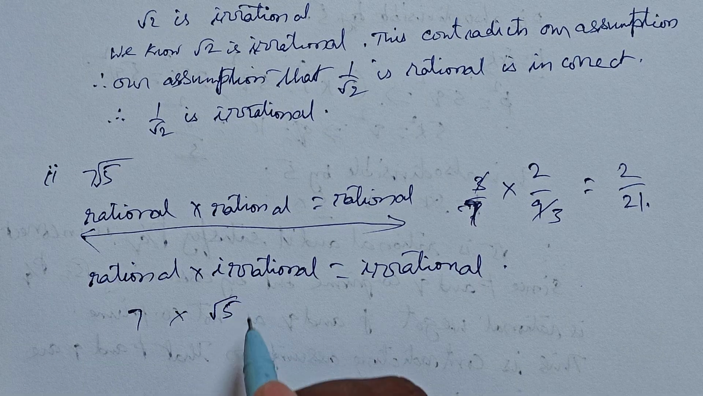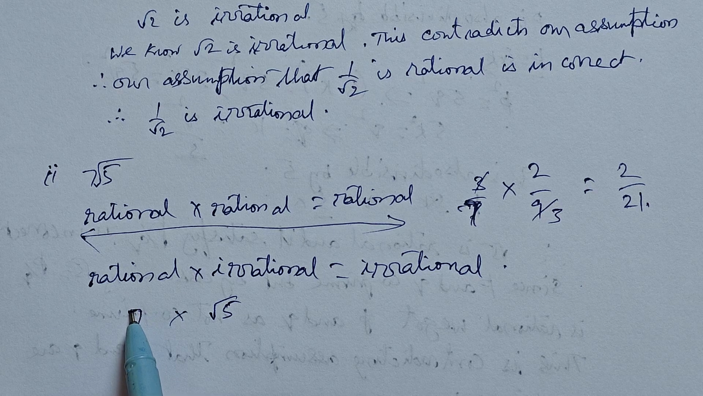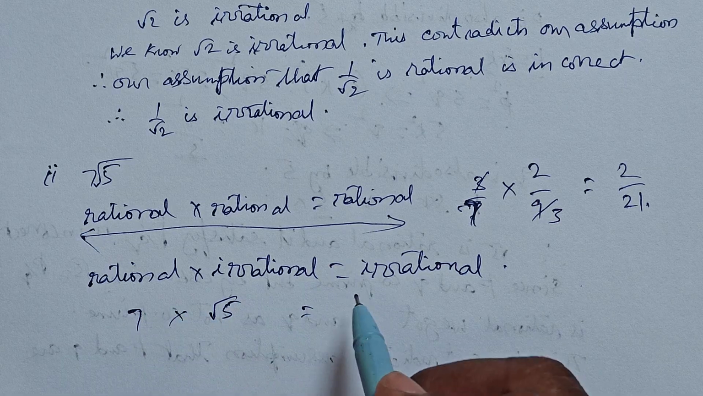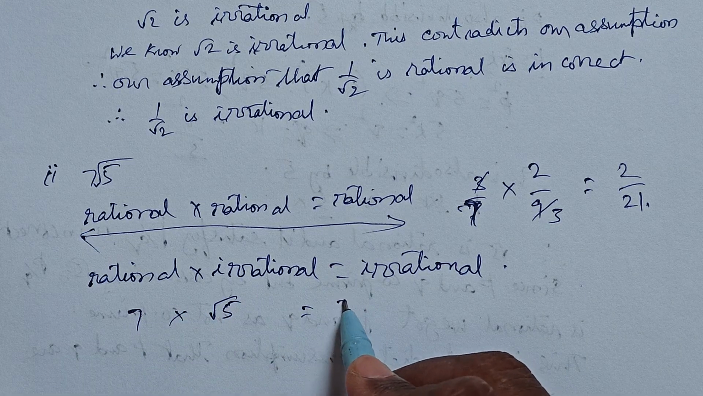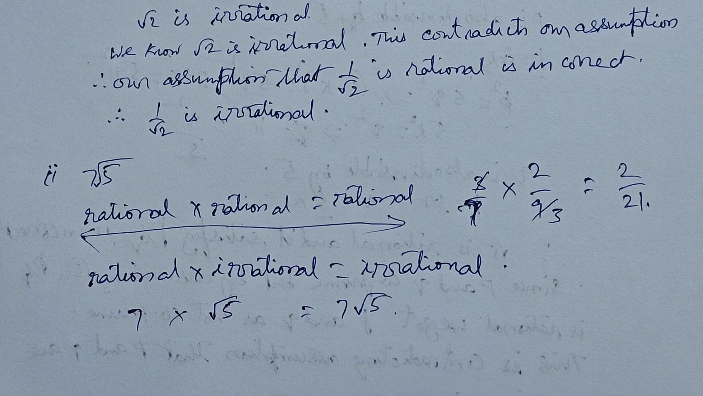7 into root 5: 7 is rational, root 5 is irrational. So as per this particular property, it should give an irrational. So is 7 root 5 irrational or rational? Root 5 is always irrational, even if you go through the other method.